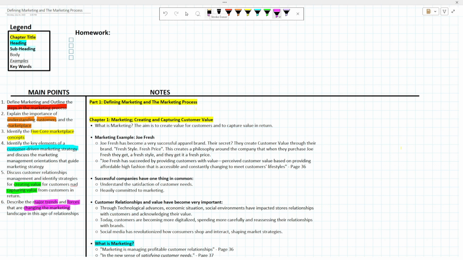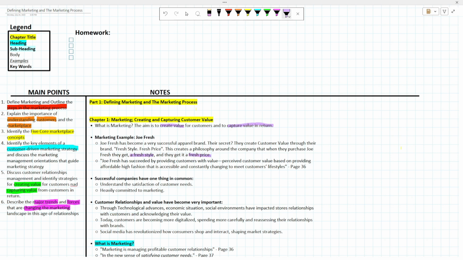So here, chapter 1, marketing, creating and capturing customer value. So what is marketing? Well, it is the aim to create value for customers and to capture value in return. So let's take a marketing example with Joe Fresh. Joe Fresh has become a very successful apparel brand. What's their secret? Well, they create customer value through their brand, the fresh style, fresh price. This creates a philosophy in the company that when customers purchase Joe Fresh, they get a fresh style and a fresh price. And this is through their slogan of fresh style, fresh price.